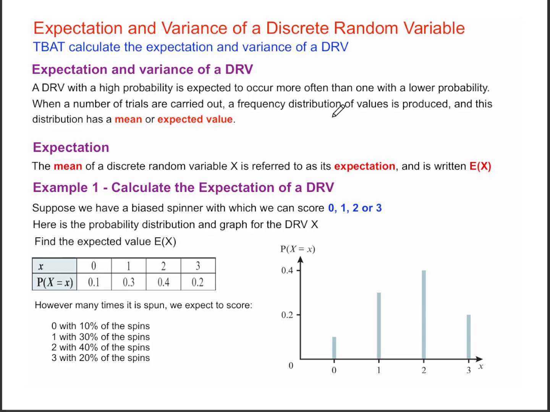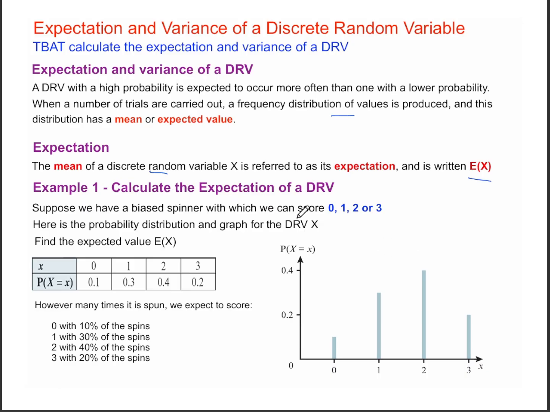And that distribution of values that is produced has a mean, which we also sometimes call the expected value. This mean of that discrete random variable is referred to as its expectation, and it's written as E of x. We'll see an example here.